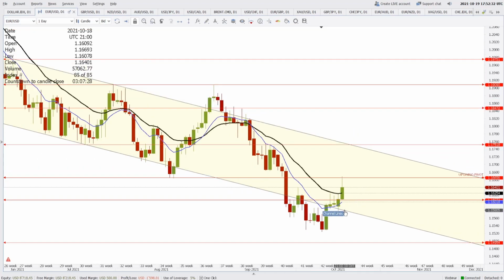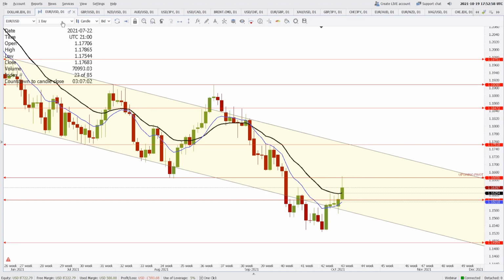Why am I saying so? Because the price has managed to give a close higher than the highs that the price had made earlier. Of course there are still 3 hours and 7 minutes to close this candle, but if it is able to manage a close higher than this 20 period moving average, or for that matter 1.1607, then we can be looking for 1.1665 to be tested again, which is the resistance now.